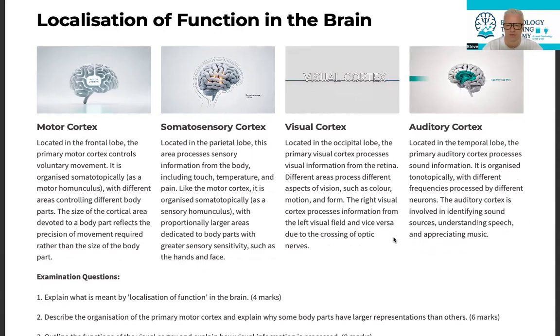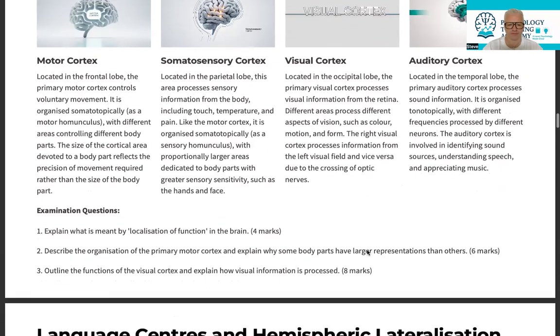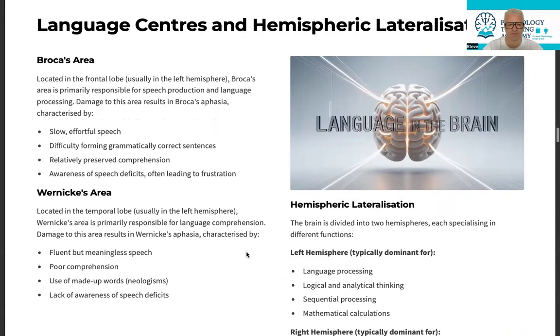So Broca's area and Wernicke's area are linked with speech. Broca's area is linked with speech production, and Wernicke's area is linked with speech comprehension, which are these language centers here. You've got Broca's area in the left hemisphere, mainly responsible for speech production and language. So if you damage that part of the brain, you can end up with Broca's aphasia. And if you damage Wernicke's area, you could end up with Wernicke's aphasia.